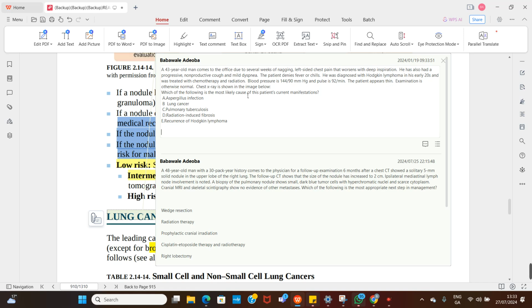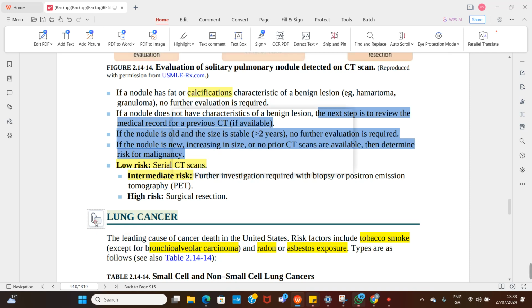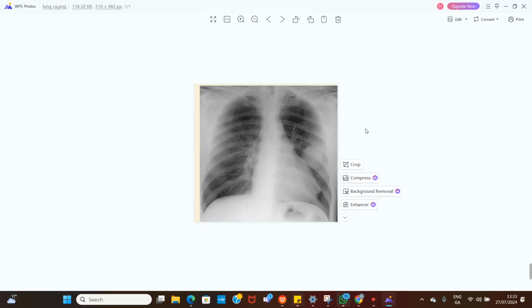Chest X-ray is shown. Oh my god, I don't have the chest X-ray. Do I have it? Let me see. Okay, I think I have it. Okay, yeah, I do have it. So can we see this chest X-ray?